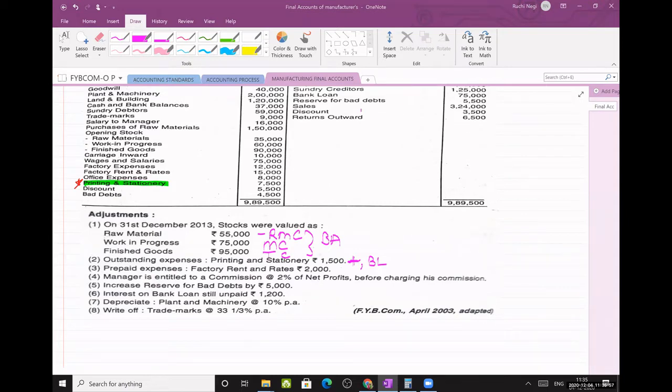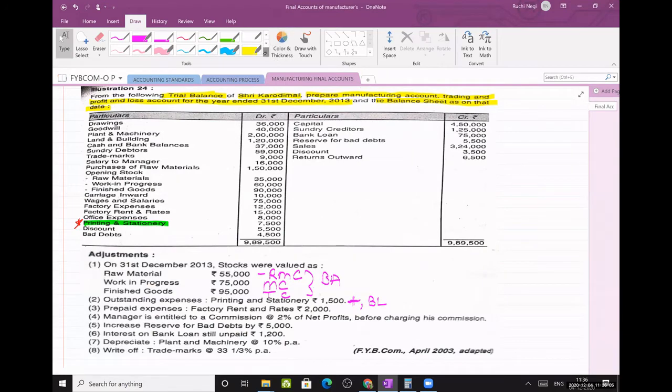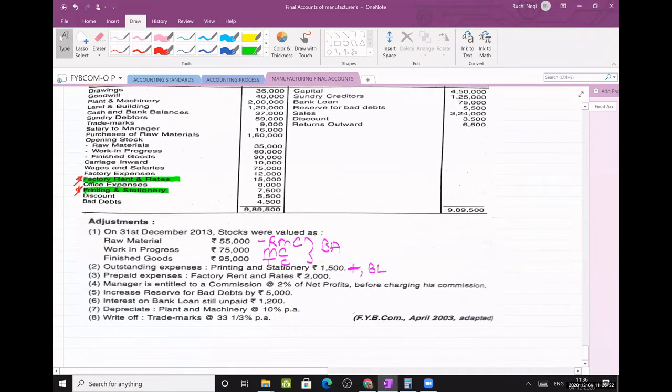Next, prepaid expenses, factory rent and rates. Let us tick mark that. Factory rent and rates. Here, star mark, factory rent and rates. And putting it in green so that you come to know that it is an adjustment. Next, prepaid expenses. What will the second effect of prepaid be, students? Obviously there will be 2 effects of prepaid. It will be subtracted, and the second effect is balance sheet asset side.